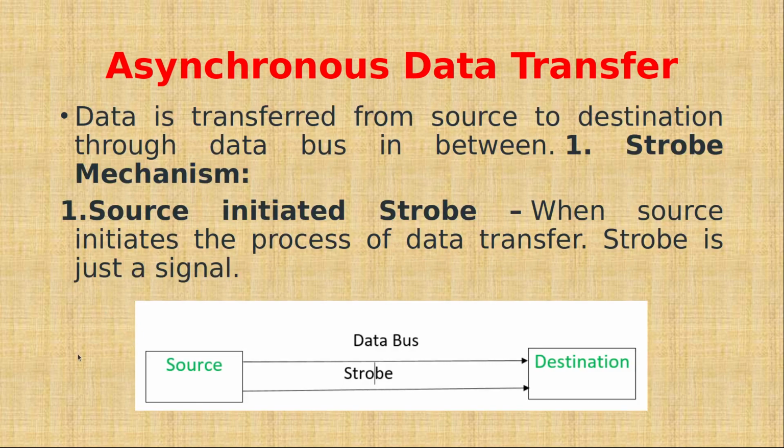In the strobe method, the strobe is a kind of signal. The data is put into the data bus. After putting the data into the data bus, the strobe signal is turned on. Then the data is sent from source to destination, and the destination reads all the data. After reading the data, the strobe signal is disabled. This is the source initiated strobe method.